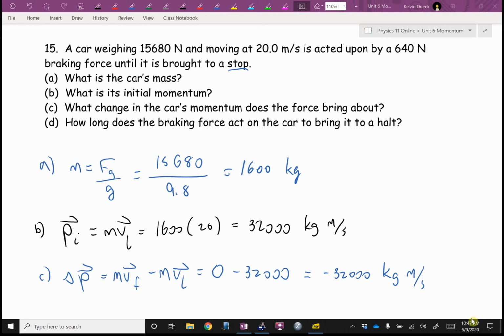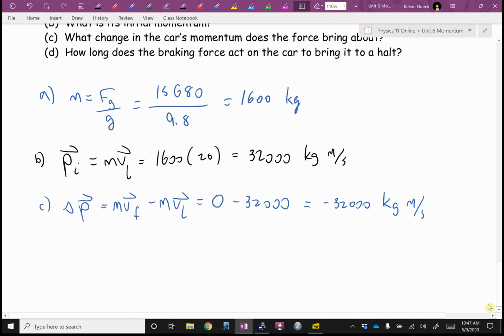By the way, instead of asking what change in momentum, I could also have just said, what is the impulse? Because that means the same thing. D, how long? Okay, now you're asking me to find a time. So I just figured out the impulse. So I think I can go impulse, or change in momentum, is force times time. So the time is going to be the impulse divided by the force.